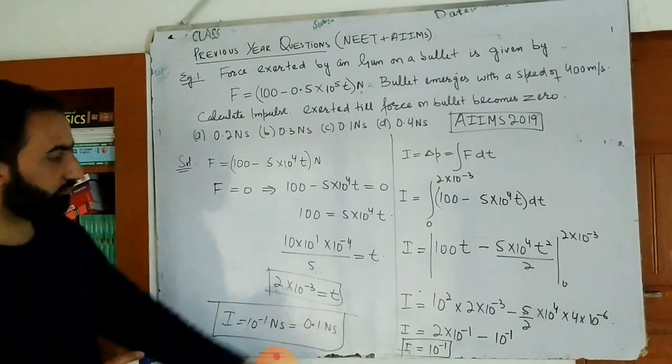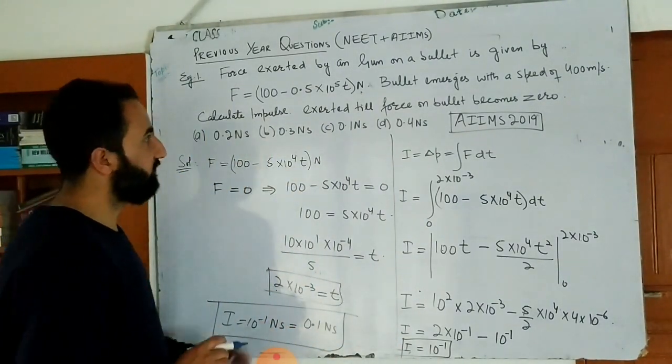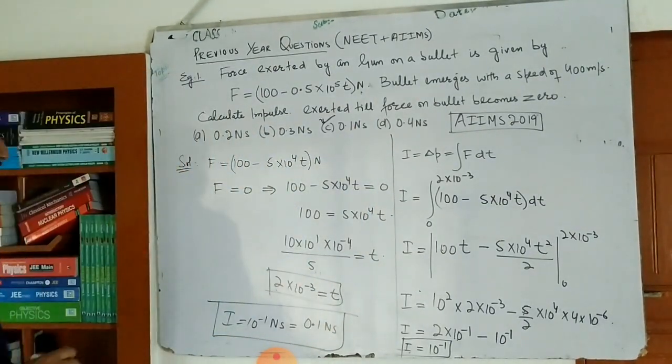10 to the power minus 1 implies 1 by 10, so 1 by 10 is also equal to 0.1 Newton second. So this is the answer. So this is the answer to this question. Simply pause the screen and write it down.